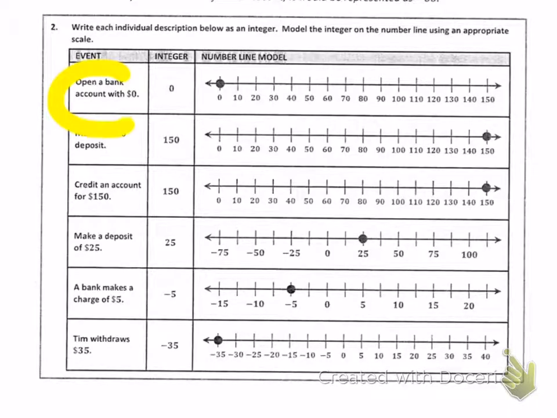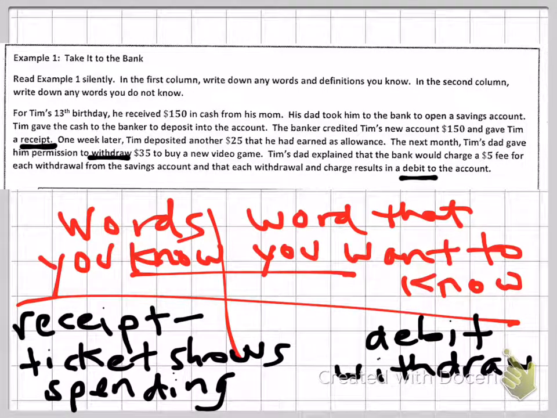His dad took him to the bank to open a savings account. So right here, he went to open the bank account, right? So he started with 0. So this number line shows 0. For opening the bank account, you start off with no money. You can't go to the bank. They don't put any money in there unless you put money. So you start off with 0. And the next thing that happens in the story is that Tim gave his cash to the banker to deposit into the account.